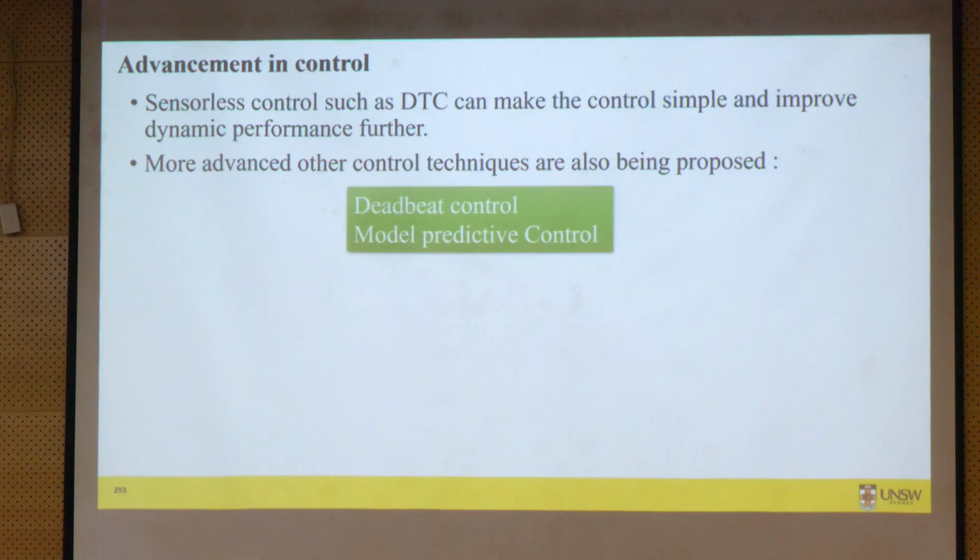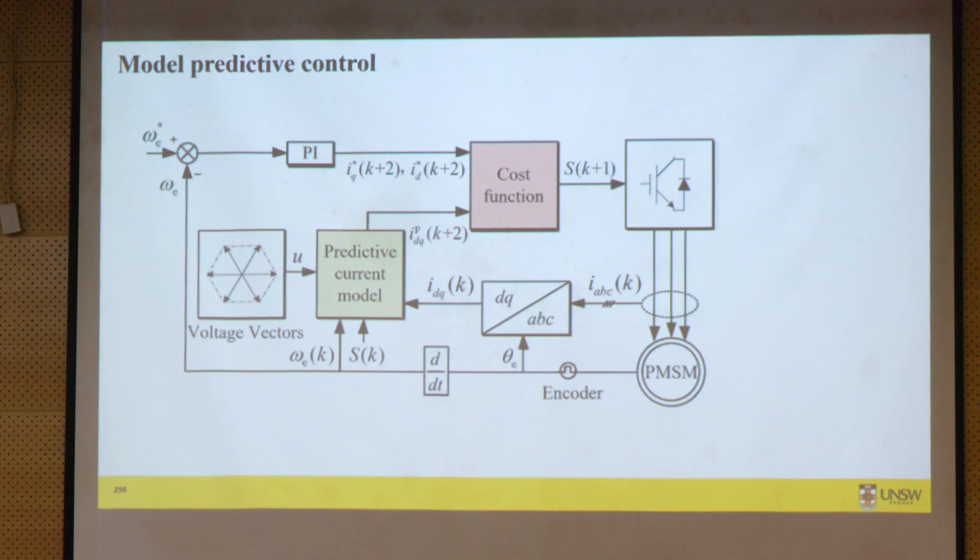Then the most recent approach being proposed comes from the DTC, actually: model predictive control and deadbeat control. In fact, deadbeat and model predictive control are now combined together. I understand you learned a little bit about the fundamentals of model predictive control yesterday, so you learned what MPC is. We will be looking at how it was implemented for a PMSM.